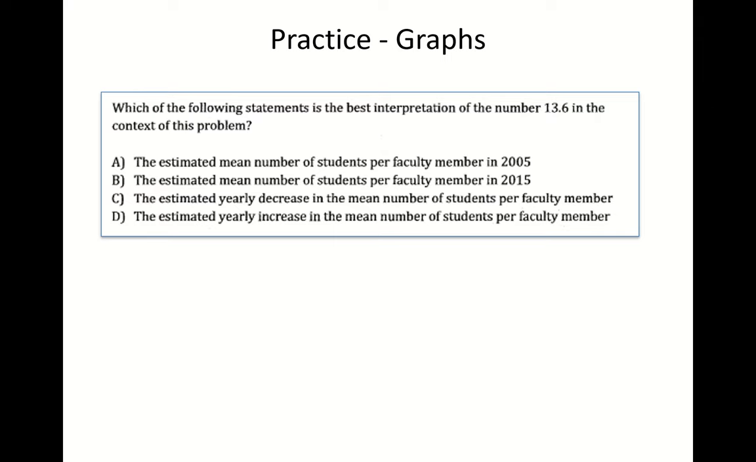So what matches up with that here? In answer choices C and D, they talk about increase and decrease. That has nothing to do with the y-intercept. And then it talks about the estimated mean number of students per faculty member. That the units match up there. Then let's look at the second part, 2005 or 2015. Well, we already said that it's when x equals 0, and x here is the years from 2005. So B is the value in 2005. So then the answer choice that's correct is A.